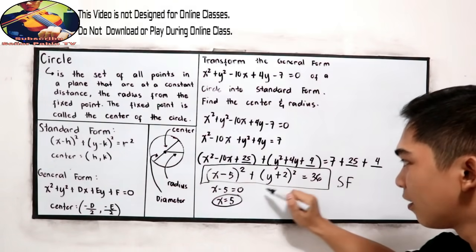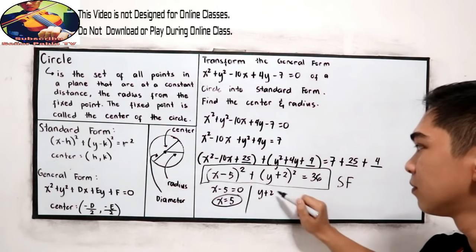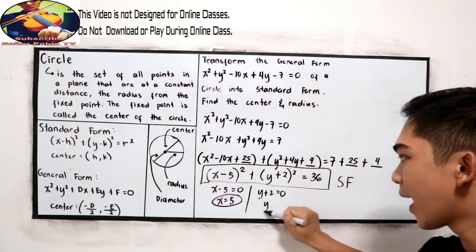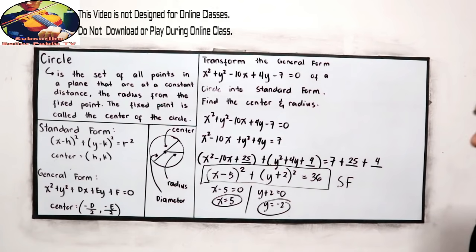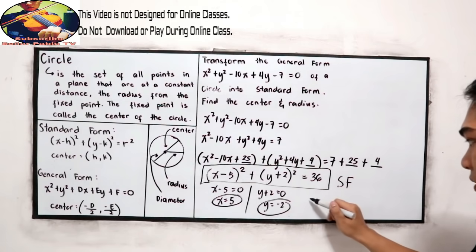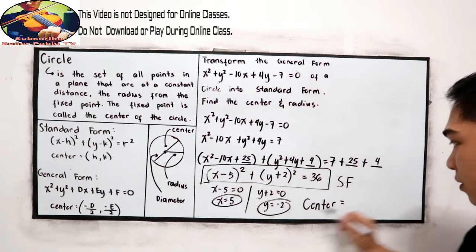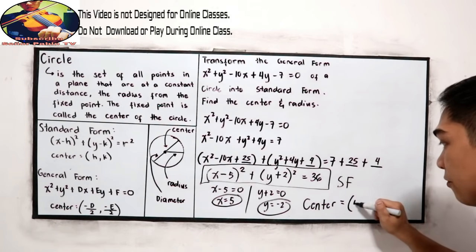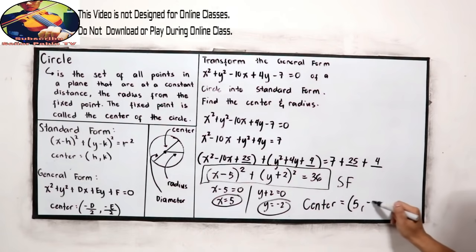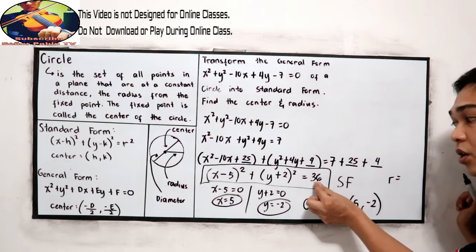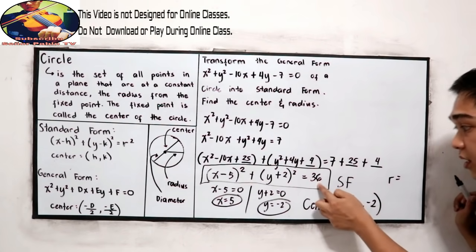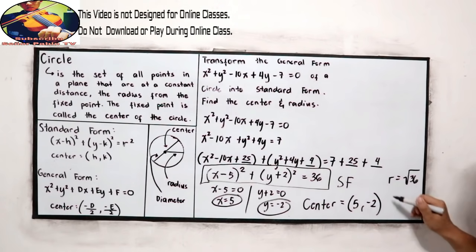And y plus 2 equated to 0. So y is equal to negative 2. Now the center is equal to, our x or h is positive 5 and our k is negative 2. That is now the center. And the radius, just get the square root of our constant term. The square root of 36, that is positive 6.